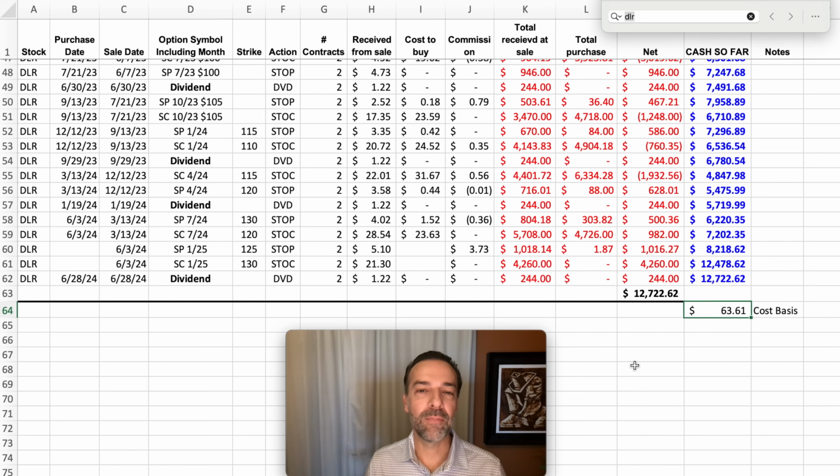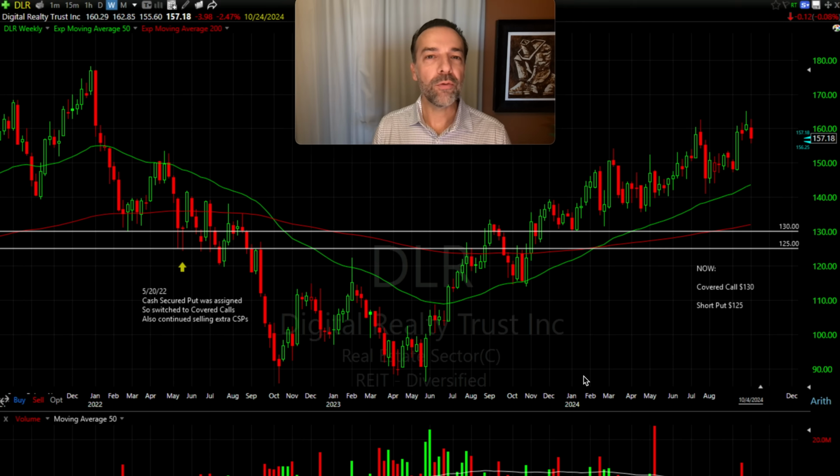Now I've scrolled down to the bottom of the spreadsheet that shows all our DLR trades of the past several years in this one account. Notice that if this position was closed out, the 130 covered call option was assigned, and the 125 put option expired worthless, we'd have a cash flow of over $12,722 in this one position. If you break that down per share for the 200 covered call shares that we own, we have a profit of over $63 per share. And that's running the option wheel strategy over the past several years in a company that had a price decline of 50%.